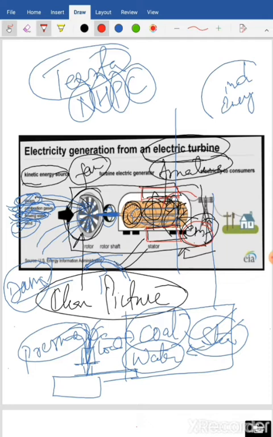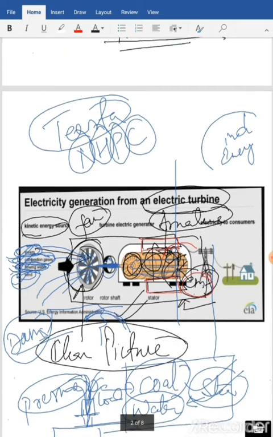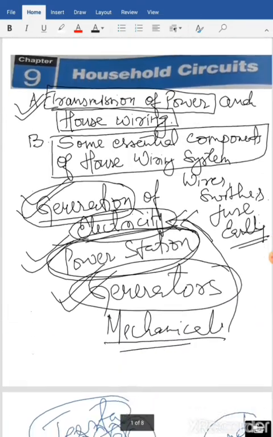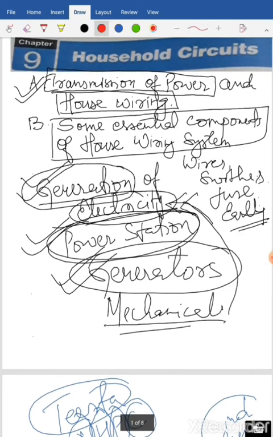Now when I say supply to the consumer, it does not mean that it is generated in the powerhouse and directly supplied to us. No, that does not happen. Now how is this transmission of power done? How is the transmission done? So transmission is done in various segments. Now we saw how the electricity is generated here.